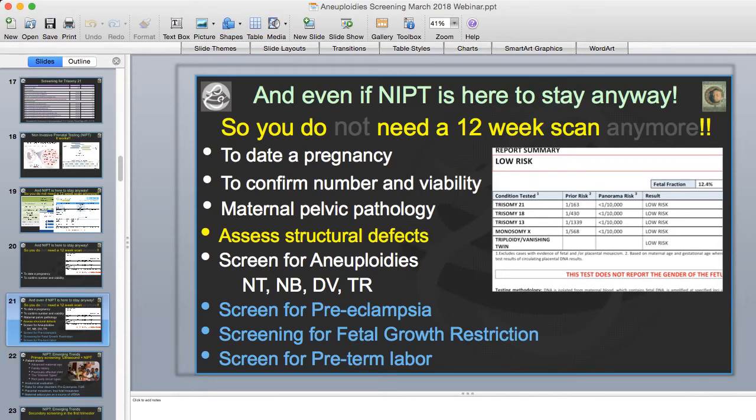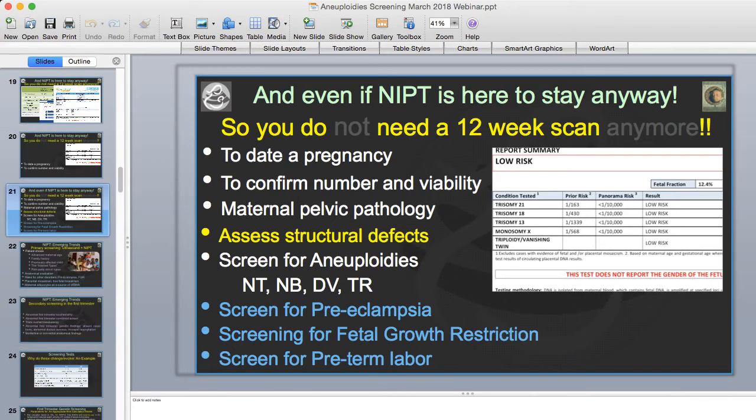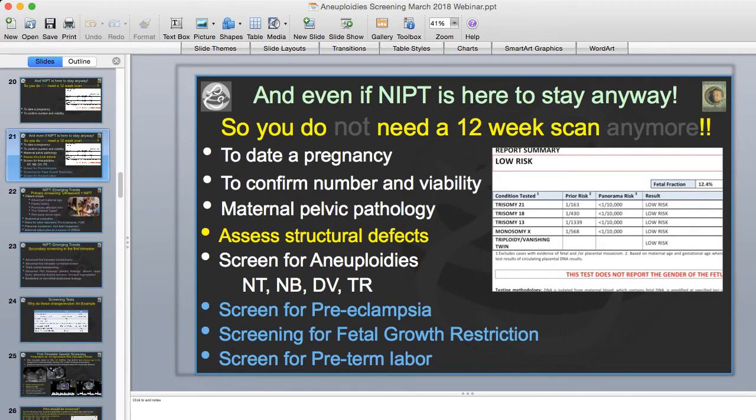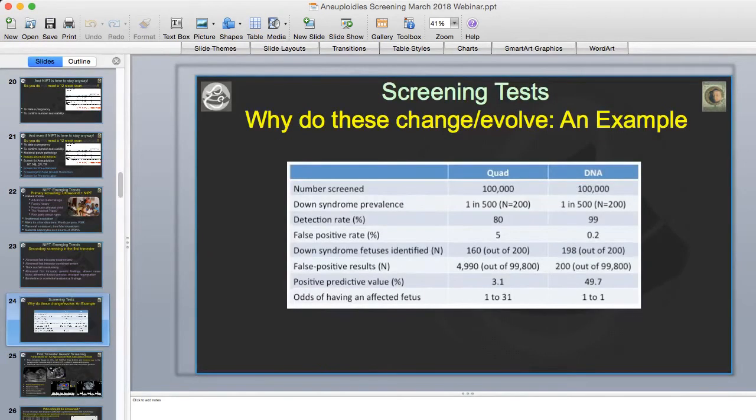With the advent of NIPT, there has been a change, of course, and we'll discuss that later in terms of invasive procedures and in the way people think. But in general, we do realize that things will change if we use this information correctly. But to show you how it actually works, say we take 100,000 women who've had a quad test and 100,000 women who undergo NIPT. The prevalence of Down syndrome, let's presume, is 1 in 500. The detection rate is 80% for the quad and 99% for the DNA. The false positive rate is 5% for the quad and 0.2% for the DNA.